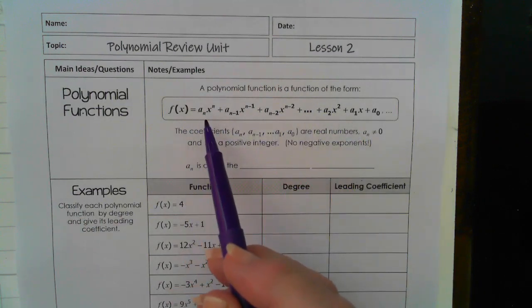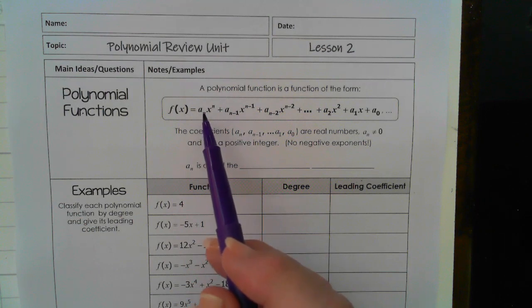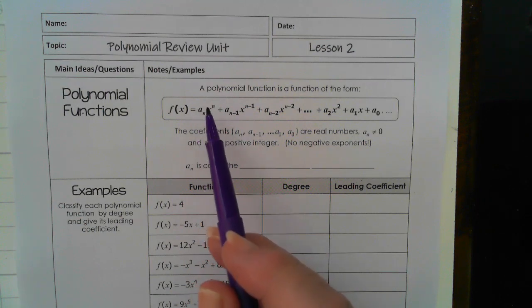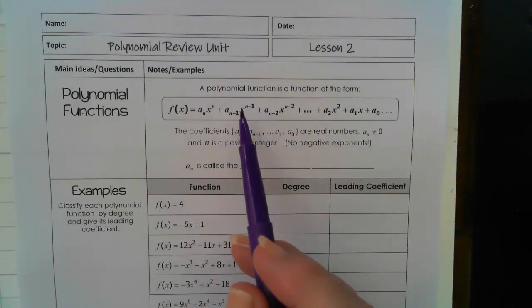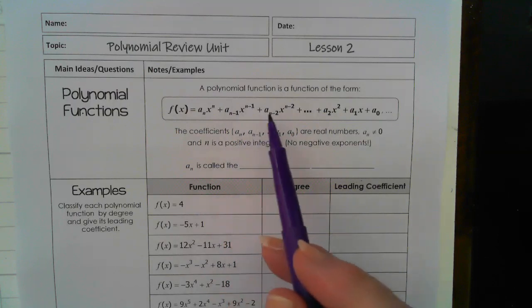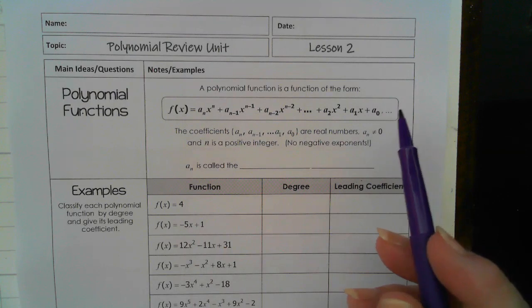You say a sub n, meaning the first coefficient, x to the n power. So if this was to the fifth power, this would be a sub 5, the fifth degree coefficient, and the x to the fifth power, then this would be like the fourth degree's coefficient and x to the fourth power, etc. And it would do all that. So it's giving this kind of in a formula notation.